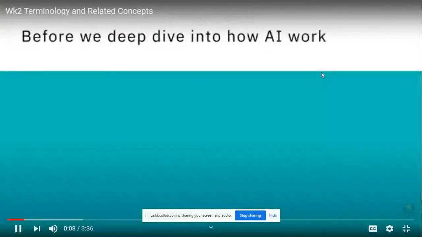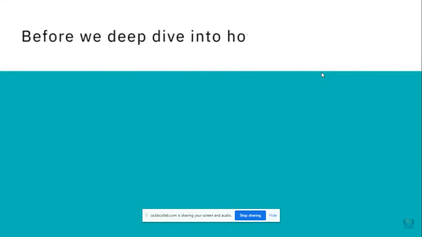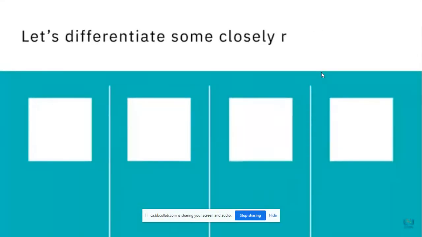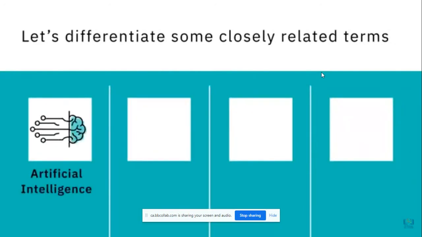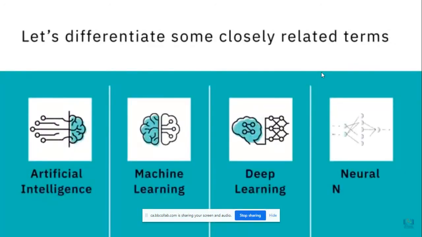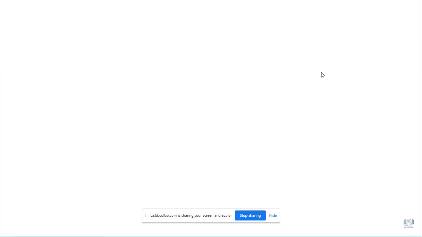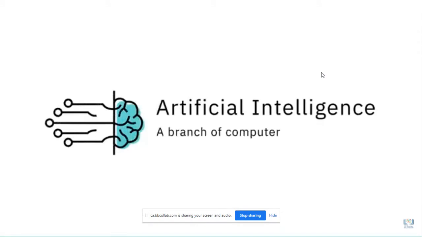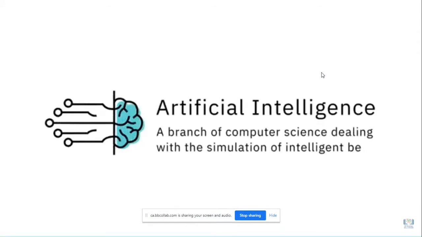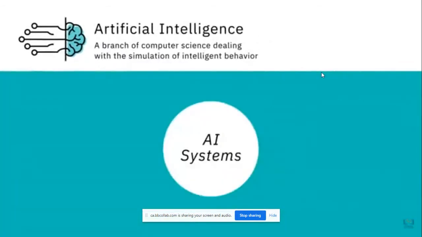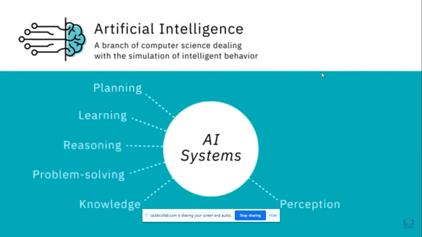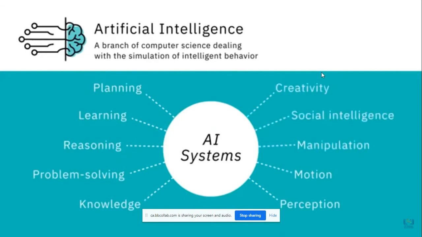Deep dive into how AI works and its various use cases and applications, let's differentiate some of the closely related terms and concepts of AI. Artificial intelligence, machine learning, deep learning, and neural networks. These terms are sometimes used interchangeably, but they do not refer to the same thing. Artificial intelligence is a branch of computer science dealing with the simulation of intelligent behavior. AI systems will typically demonstrate behaviors associated with human intelligence, such as planning, learning, reasoning, problem solving, knowledge representation, perception, motion, and manipulation, and to a lesser extent, social intelligence and creativity.